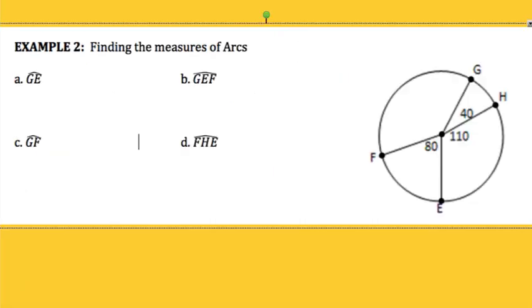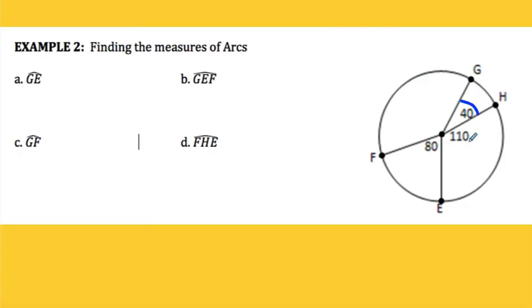All right, let's look at one more example. It says find the measure of the arcs. Okay, so I know that this is 40 degrees, and this is 110 degrees, and it's asking me for arc GE. So that means from G all the way to E. So all I do is add 40 plus 110. Because if the central angle is 40, then the arc is 40, and so that would give me 150 degrees.